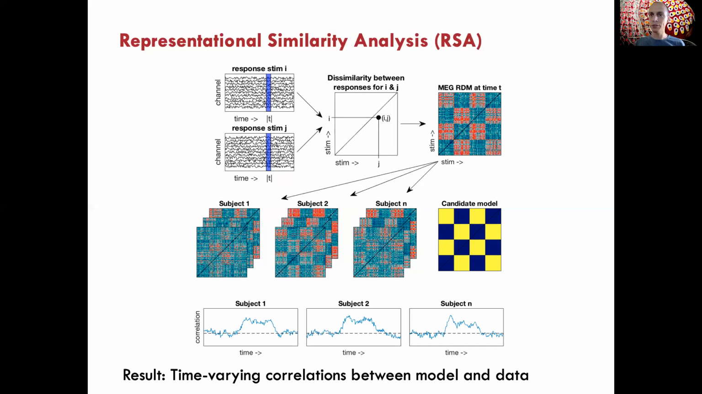So this is a quick overview of this RSA approach. And I'll give you some examples of what you can do with this. So this is a particularly powerful approach that allows you to compare, for example, different models to neuroimaging data.